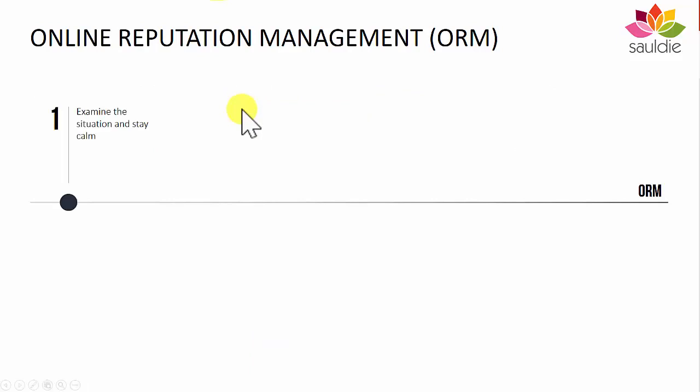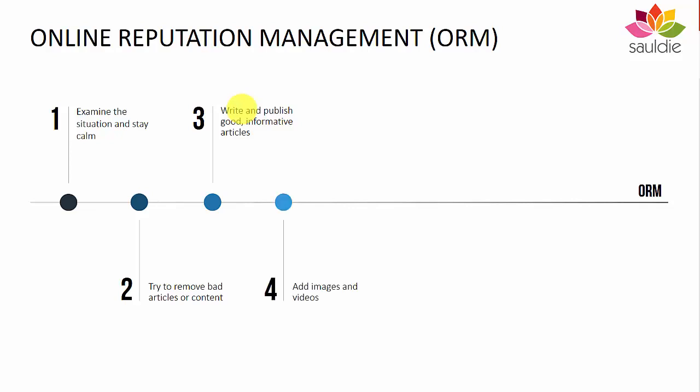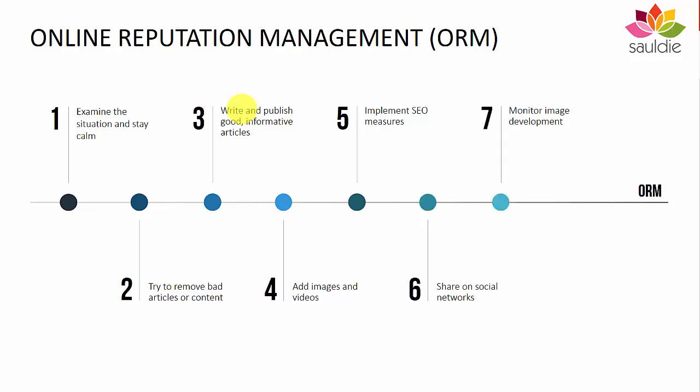The first is examine the situation and stay calm, even if you find some bad things about you on the web. It doesn't matter, but still try to remove bad articles or content. Normally, a phone call could help, an email could help, or even in the worst case, you need a lawyer for that. Write and publish good and informative articles. That's step 3. So fill your blog, add images and videos, implement SEO. So understand what is SEO about. Share on social networks, monitor image development. So look how your image is growing online.